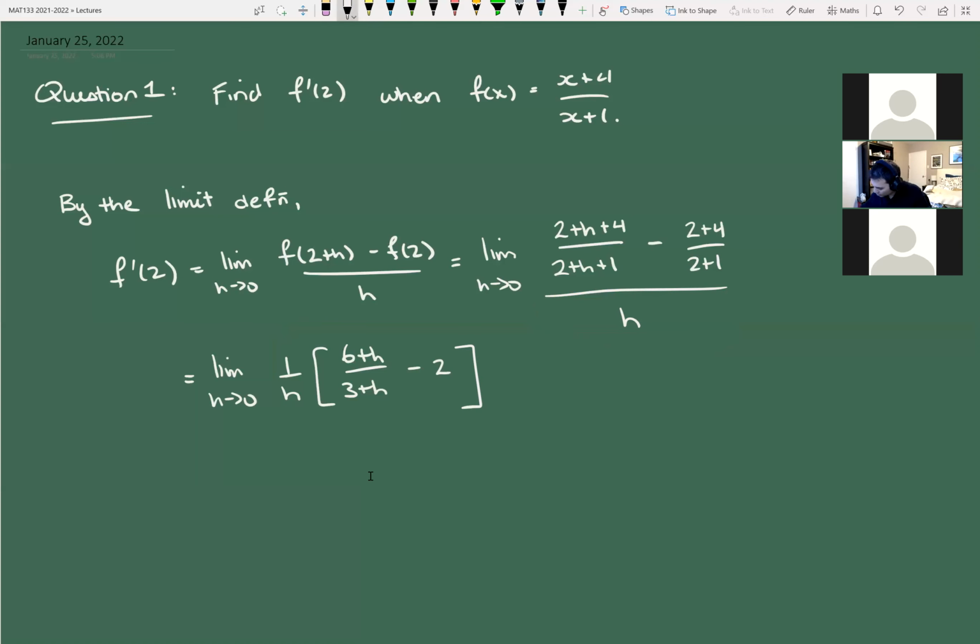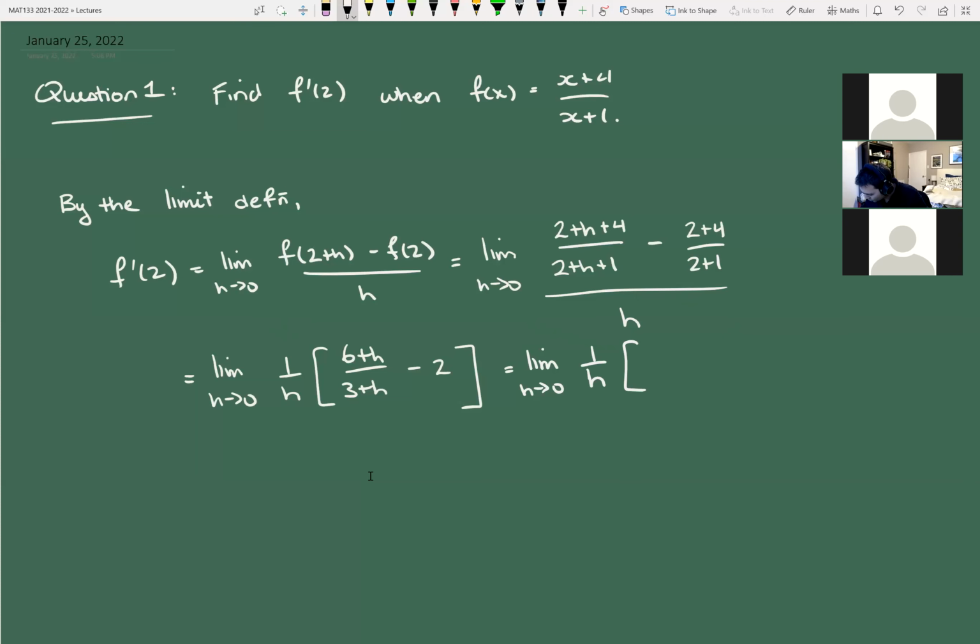And by the way, hopefully you see if you tried to plug h equals 0 into this, you'd get 0 over 0, right? And you always will with a derivative. There's nothing you can do about that. It's pretty much designed to be a 0 over 0 thing. So we're going to have to do some sort of factoring or something. So in this case, why don't we give it a common denominator?